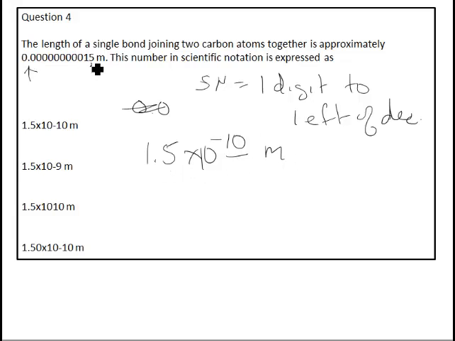So we moved the decimal, so there's only one digit to the left. And then we went from a small number, a fraction, to a number greater than 1, 1.5. And that means it's a negative exponent.